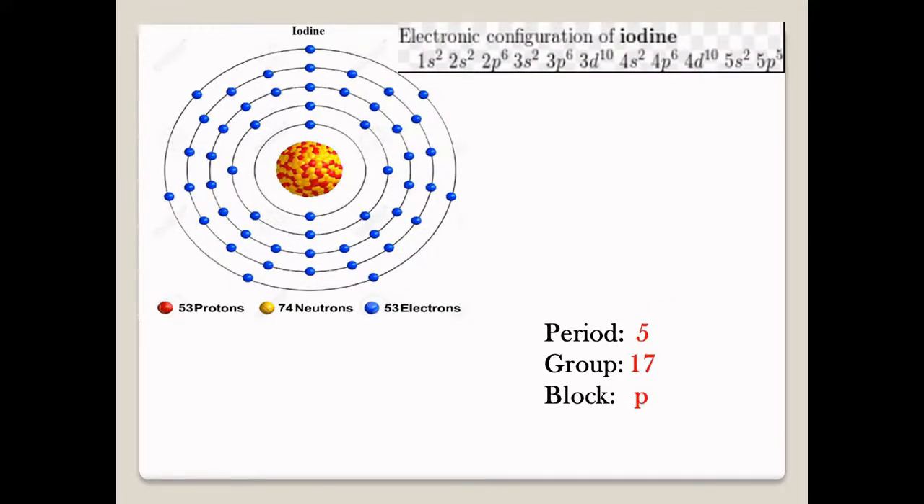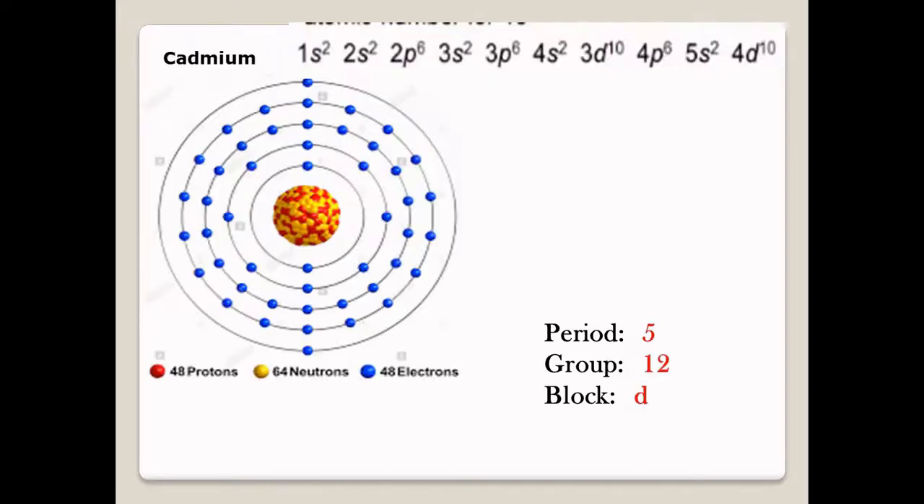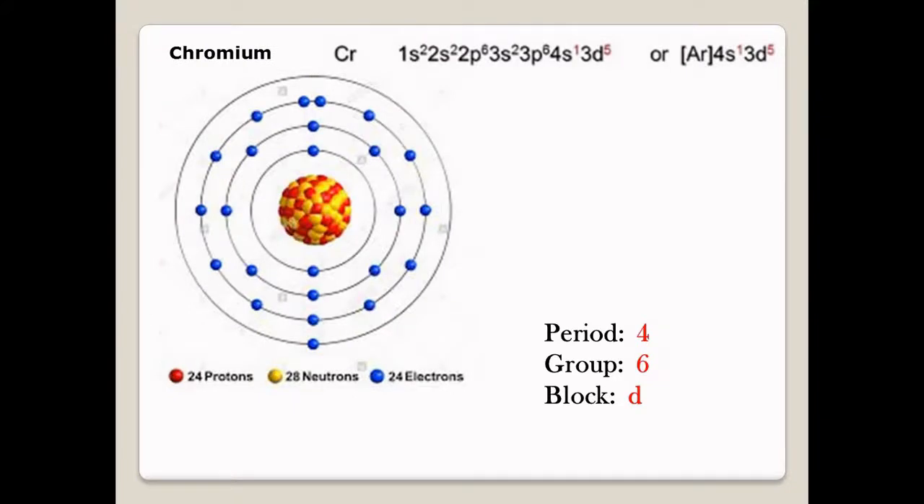Okay, this is iodine. The iodine electronic configuration says that it is a period 5 element, group 17 element and p block element. Okay, this is cadmium, of period 5, group 12 and d block. The electronic configuration says that it is in period 5, group number 12 and block number d.